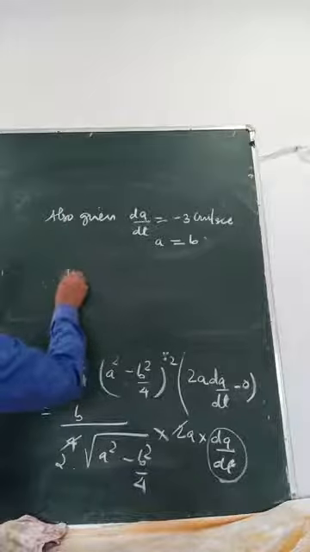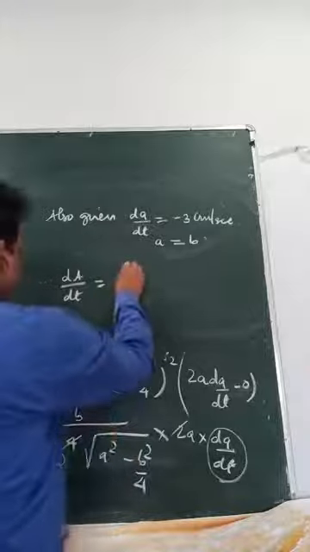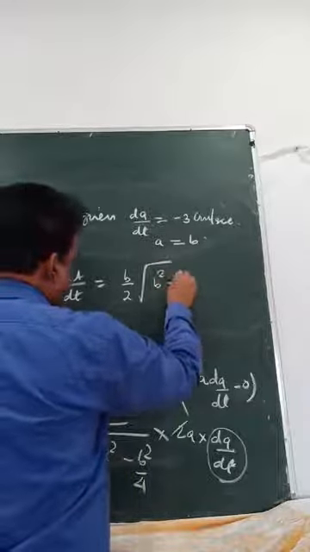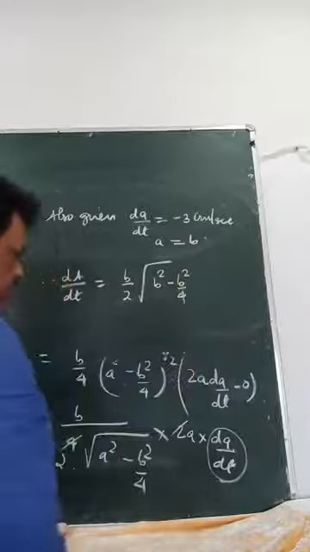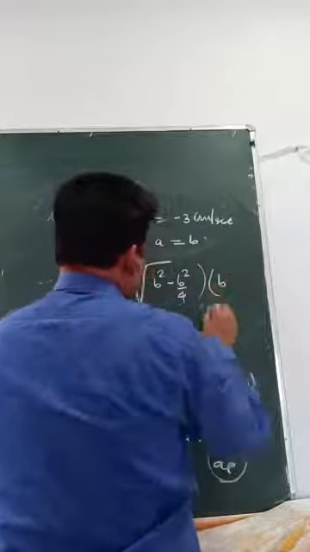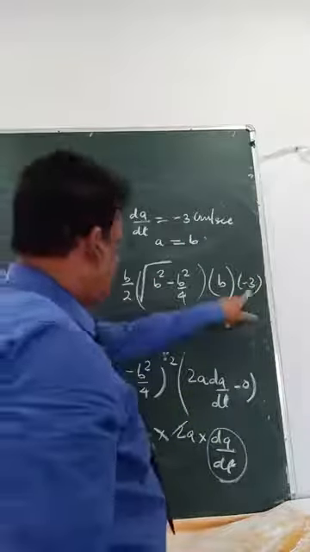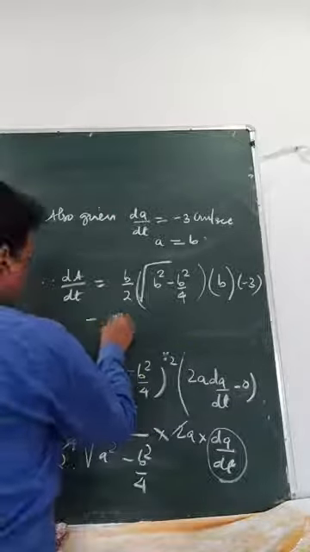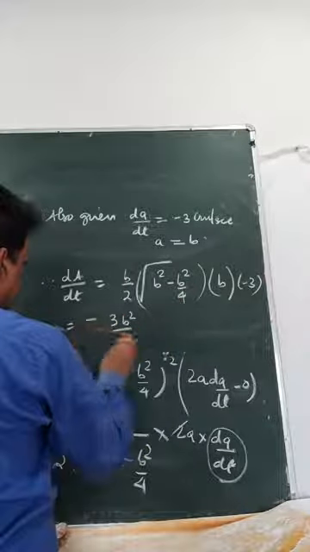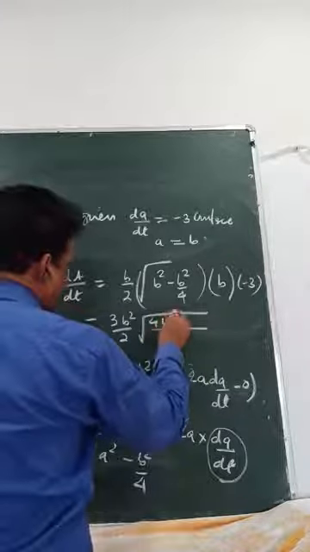So the conclusion is, therefore dA by dt equals B by 2, square root of A square, means B square minus B square by 4. Then again A here, A means A is B, because A is B, and minus 3. So if I take here minus 3B into B is B square by 2, root over of 4 LCM. This is 4B square minus B square.